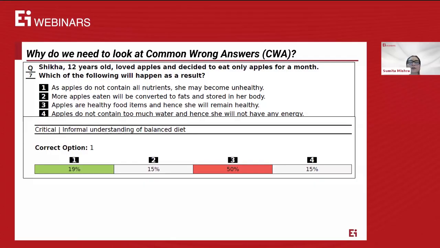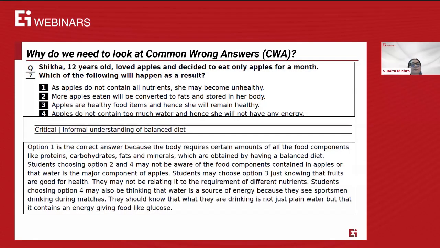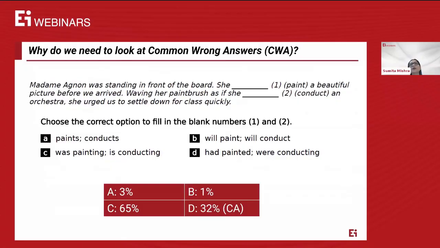So this is also part of the CARES report. And again, like I mentioned in the previous slide, each of these options try to address one form of student misconception or the other. We look at one more common answer and how that is a very powerful tool, and that it comes from English. This is an English grammar question.